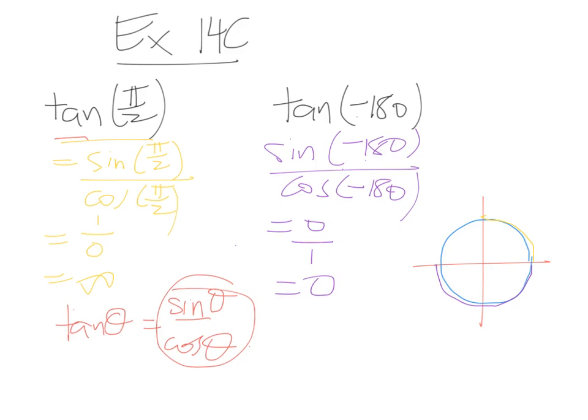So just to recap, find sine of the angle and cos of the angle by going around the unit circle that many radians or that many degrees, clockwise if it's negative, anti-clockwise if it's positive. Then work out sine of that angle divided by cos of that angle, and you'll end up with your answer.